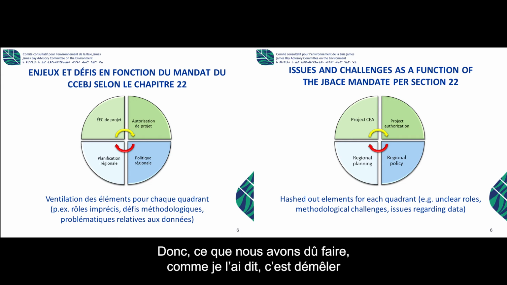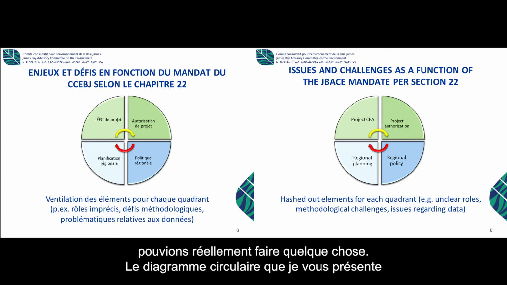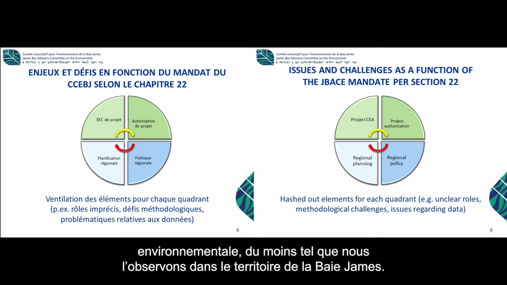So what we had to do, like I say, is tease out all of the problems, the challenges, the issues that are facing us with regards to cumulative effects assessment, and then determine where we can actually do something. The pie chart here just breaks it up according to how the EA procedure works, at least the way we see it in the James Bay territory.